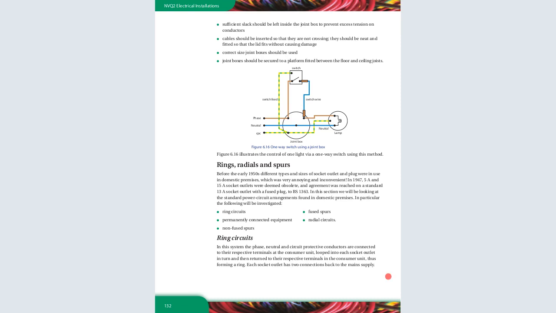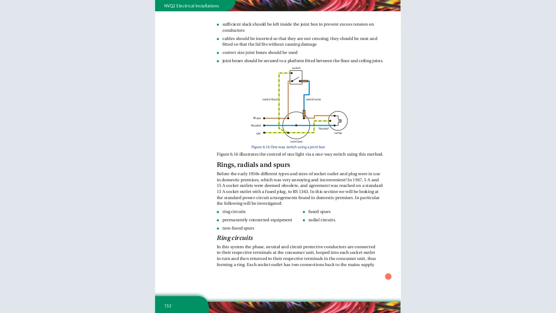So the rings, radials, and spurs. Before the early 1950s, different types and sizes of socket outlets and plugs were in use in domestic premises, which was very annoying and inconvenient. So in the 1940s, the 5 ampere and 15 ampere socket outlets were deemed obsolete. An agreement was reached on a standard socket, that is the 13 ampere socket outlet, with a fused plug, normally to BS standard 1363.